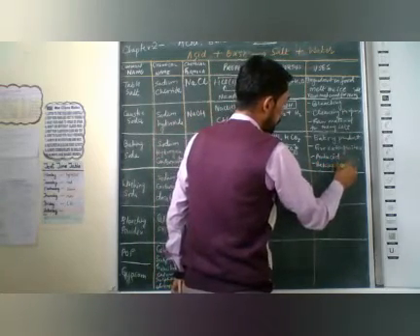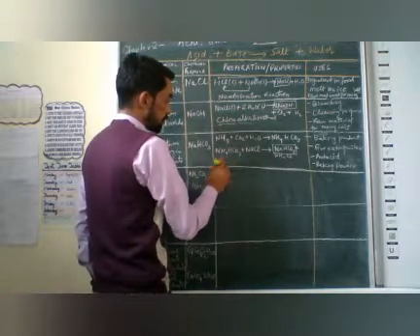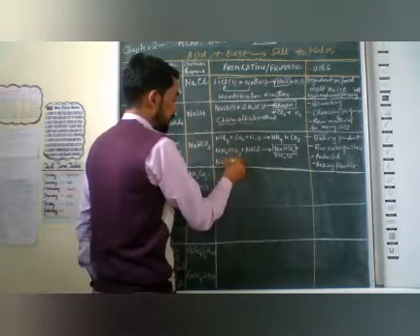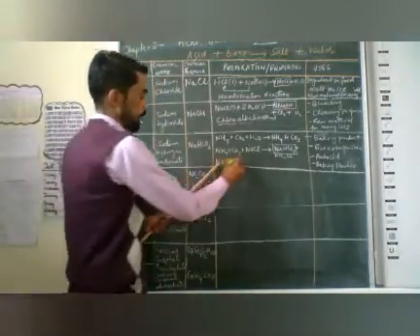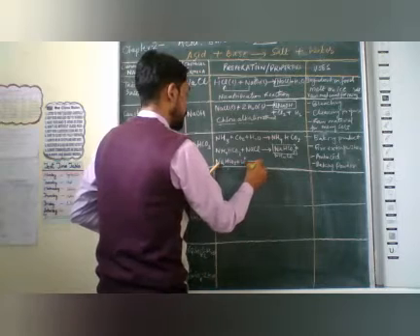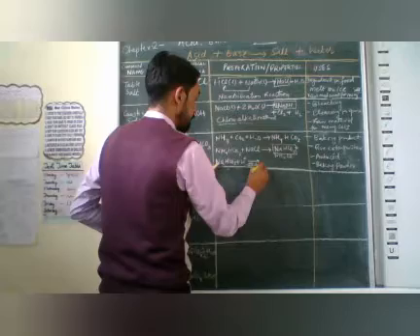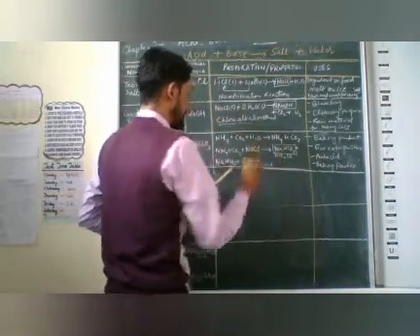Now, what is the difference between baking soda and baking powder? Baking powder is made up by a combination of baking soda plus tartaric acid, not acetic acid, it is tartaric acid. Okay, so these are the basic uses of baking soda.